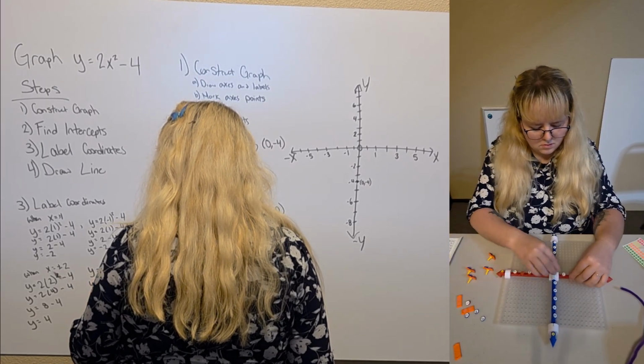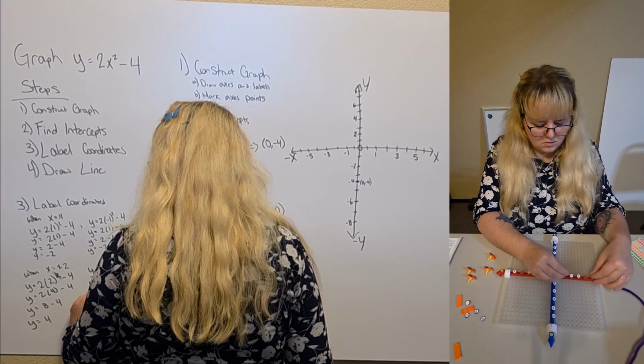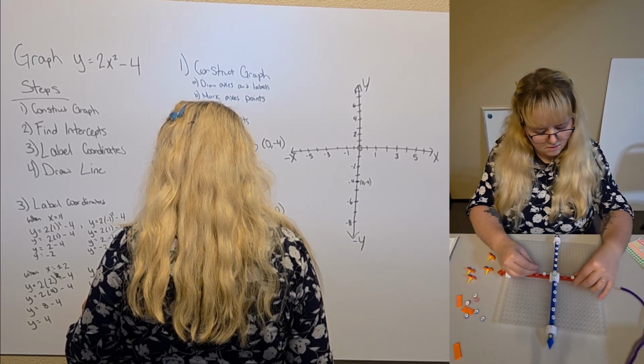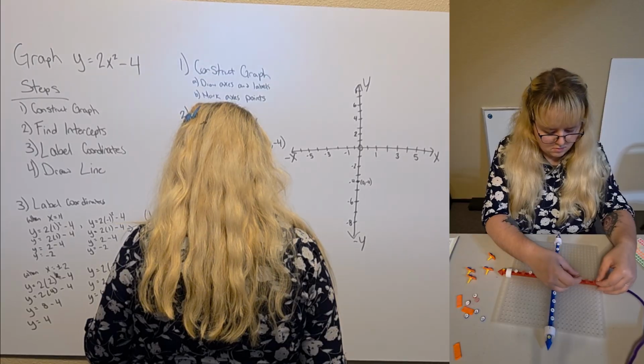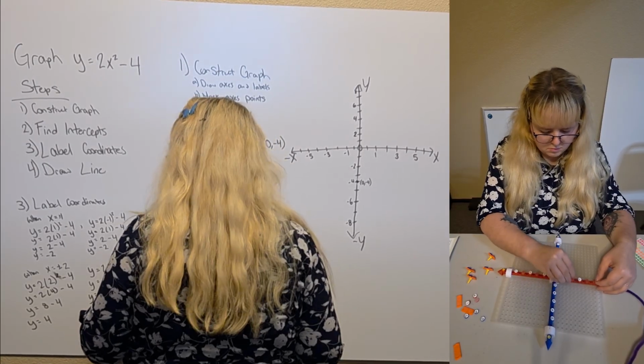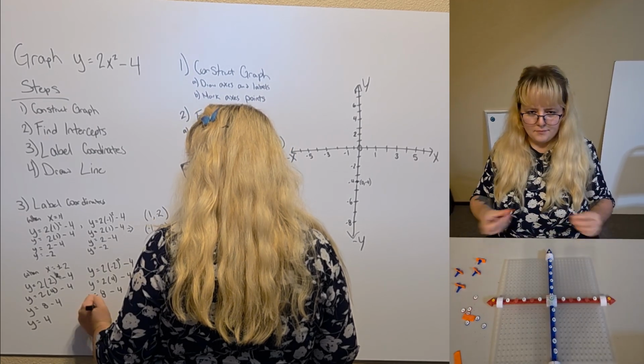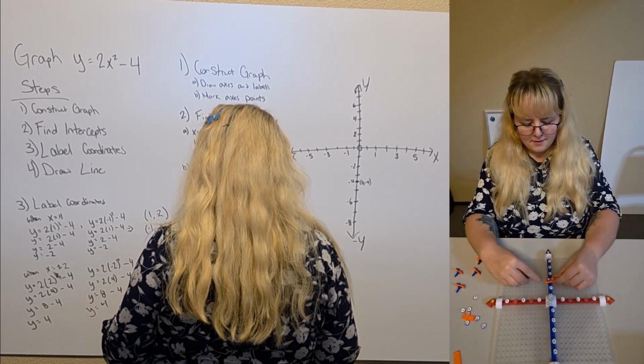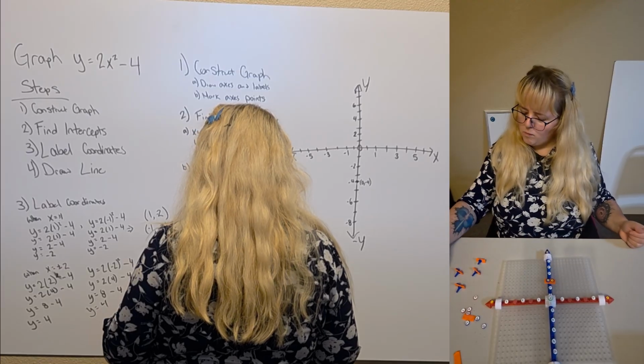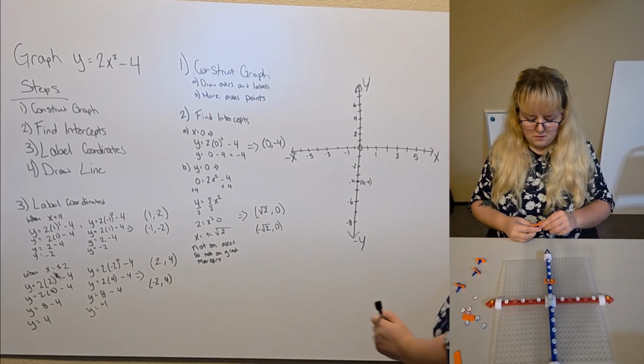Incrementing up to 3, when x equals 3, y equals 2 times 3 squared minus 4. 3 squared is 9. 9 times 2 is 18. 18 minus 4 is 14. So when x equals 3, y equals 14. And on the other side, when x equals -3, you get the same result, 14 for y.